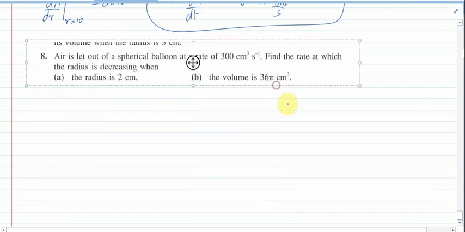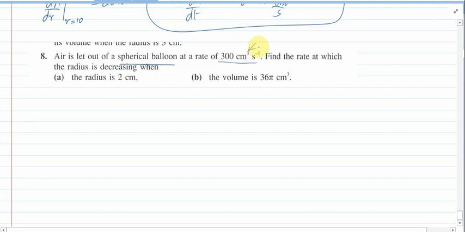All right. Question says air is let out of a spherical balloon at a rate of 300 centimeter cube per second. So what is given? That is dV divided by dt. It's change of volume, 300 centimeter cube per second. Find the rate at which the radius is decreasing when, first part, the radius is 2 centimeter.